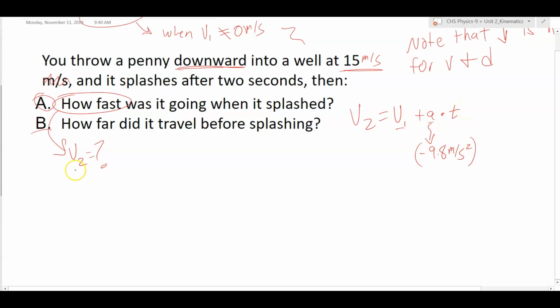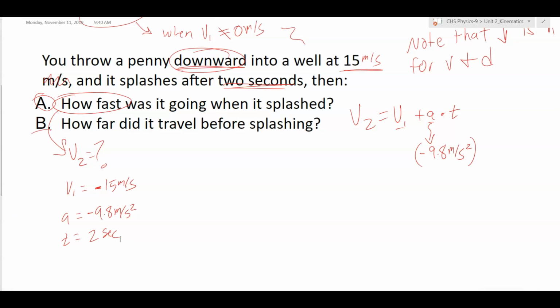Alright, so we want to find V2. That means we need to know V1, A, and T. V1 is going to be negative 15 meters per second because it's going down. If they're throwing the penny upwards, then it would be positive 15 meters per second. Acceleration due to gravity is always going to be negative 9.8 meters per second squared when we're dealing with free fall. And T is 2 seconds, right here in the problem.